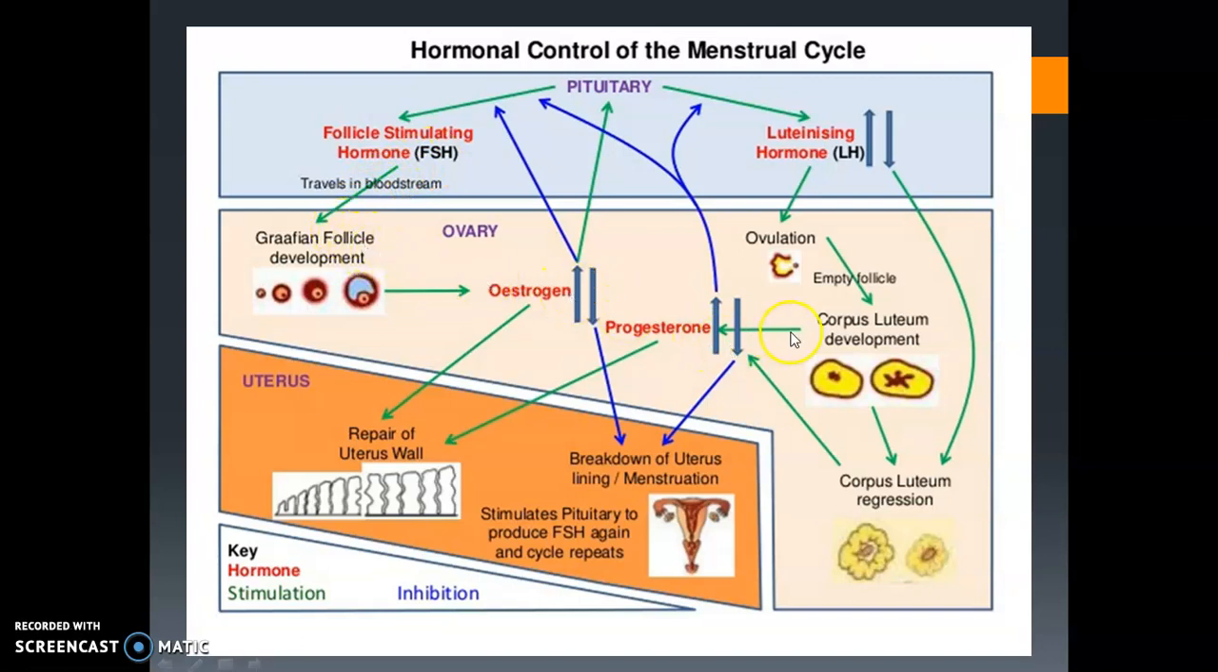Then after ovulation, the ruptured Graafian follicle is developing as the corpus luteum, and it is producing the hormone progesterone. Together with the follicle stimulating hormone, this luteinizing hormone is also assisting in the ovulation. It is also assisting in the rupture of the Graafian follicle, that is the ovulation is actually stimulated by the luteinizing hormone.